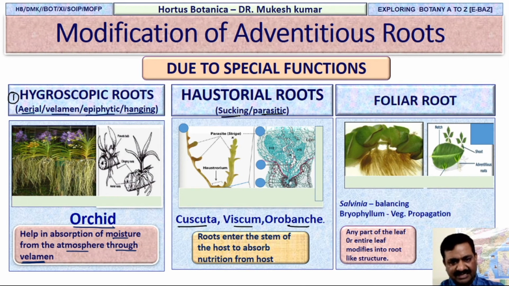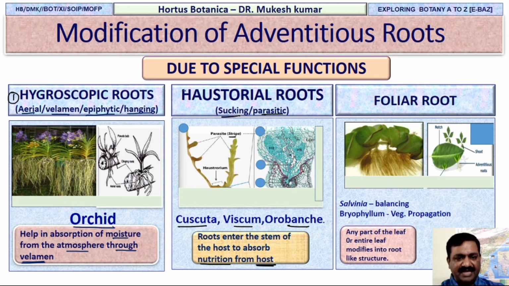See how these are the trigger, this is the diagram, and you are finding these are the tissues penetrating the host and getting their food. So roots enter the stem of the host to absorb nutrition from the host, right?